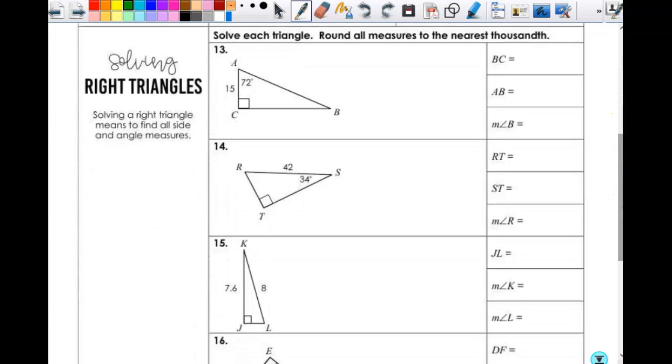So this says solve each triangle. When you are told to solve a triangle, that means that you're finding everything that you don't already know. What would be the easiest thing, do you think, to find on number 13 that we don't already know? The angle. So angle B, 18. Because all I have to do is do 90 minus 72, right? And then this is 18 degrees.